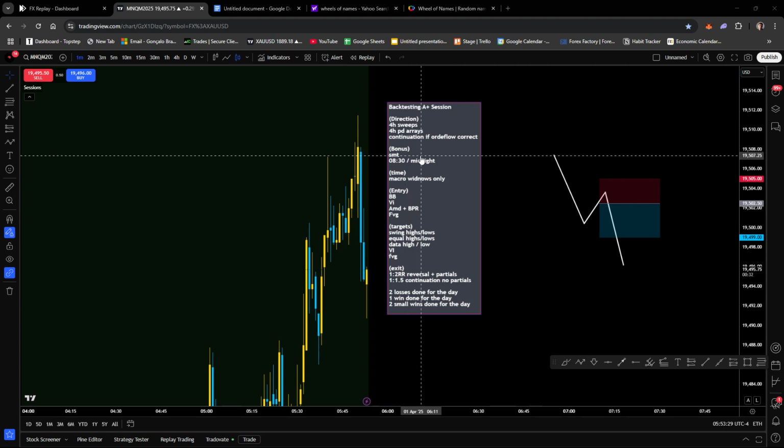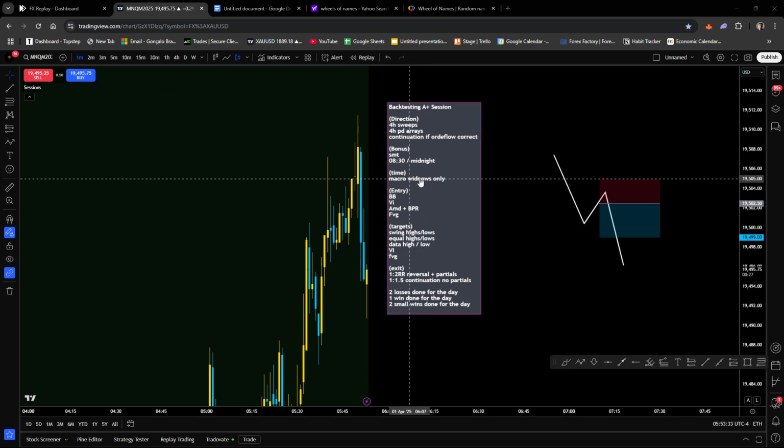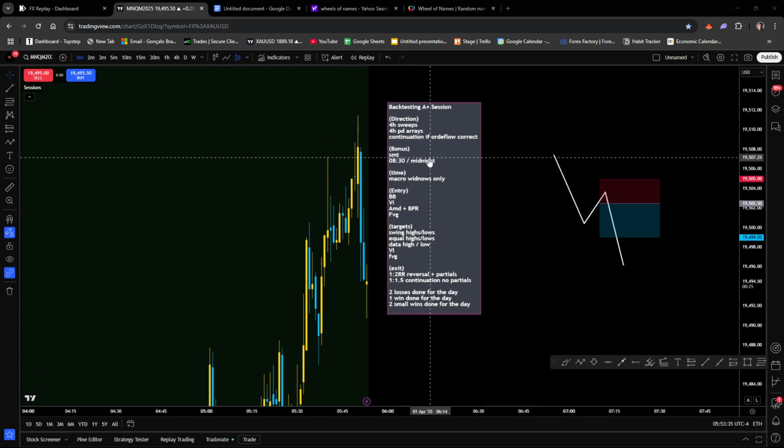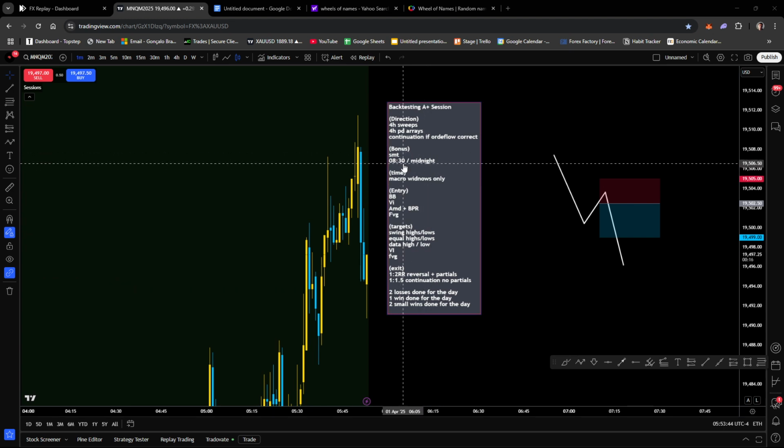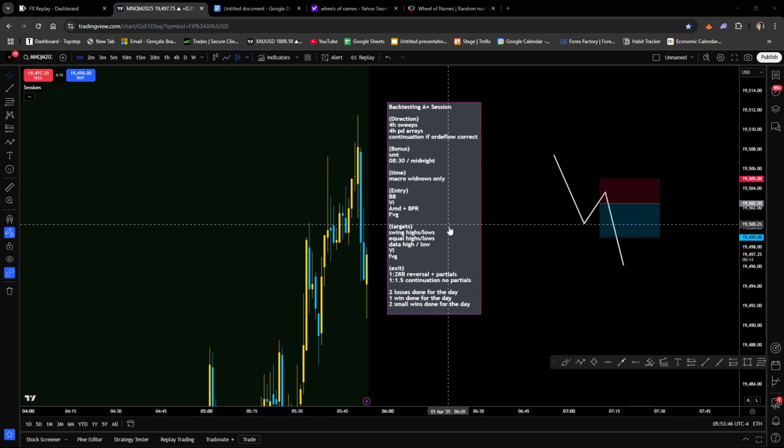Now, we also mark out the opening prices of the 8:30 candle and the midnight opening price. If we are above both these opening prices, we are looking to be bearish as we are expensive on the day. If we are beneath both, we are cheap on the day and we're looking to be bullish, buying price at a discount.